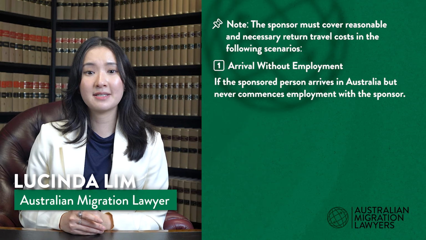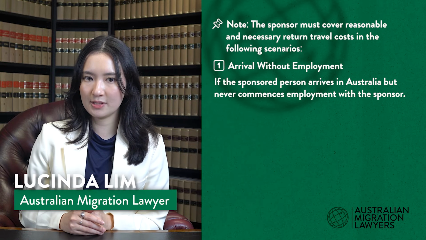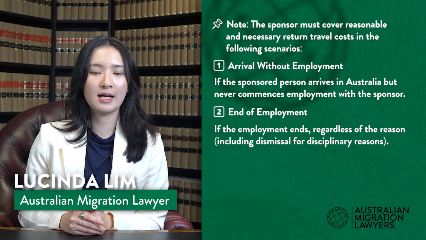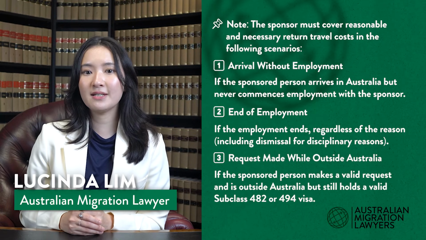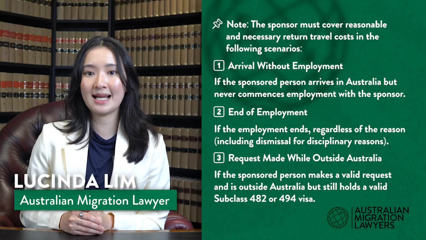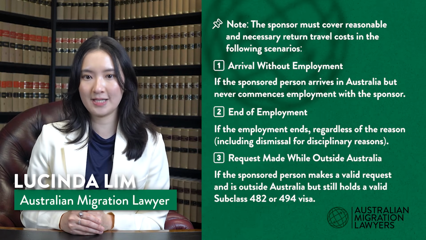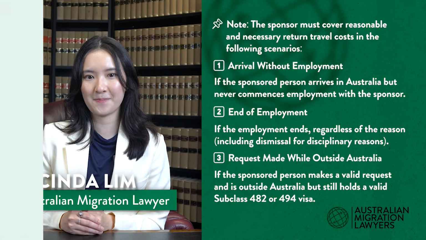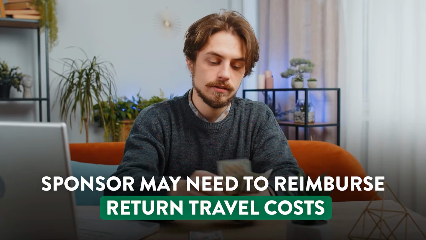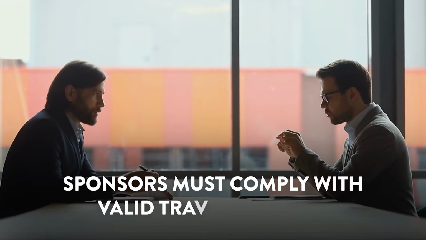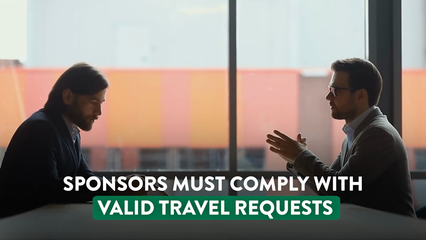If a sponsored person arrives in Australia but never commences employment with the sponsor, if the employment ends regardless of the circumstances, including dismissal for disciplinary reasons, if a valid request is made and the sponsored person is outside Australia but still holds a subclass 482 or 494 visa. In the case where the sponsored person is overseas, such as when they travel home on holiday and later decide not to return to Australia, the sponsor may be required to reimburse the cost of their return journey. Regardless of the reason for ending employment or the person's location, sponsors must be prepared to meet this obligation if a valid written request is made.